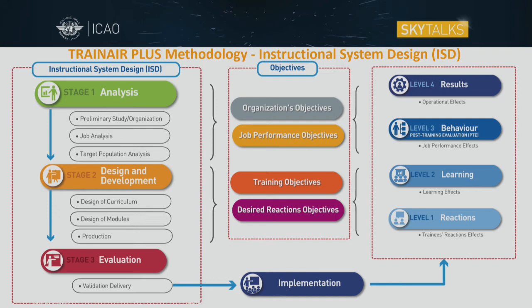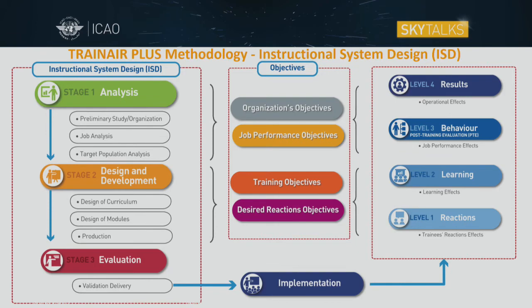It's 3 stages. There's the analysis phase where you gather information and determine through your analysis what the performance gap is and what your ideal job performance is. The second stage is the design and development of how you're going to manage that gap. So you determine the knowledge, skills, and attitudes, the competencies that need to be addressed.